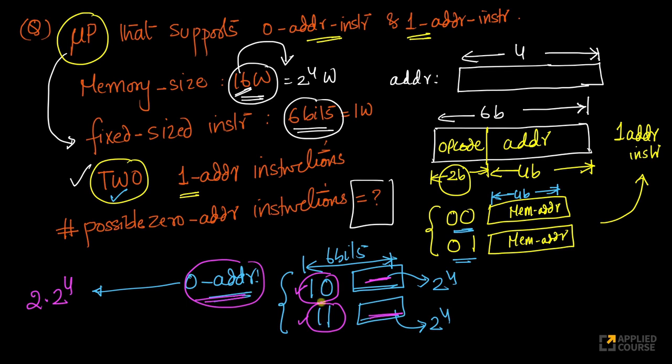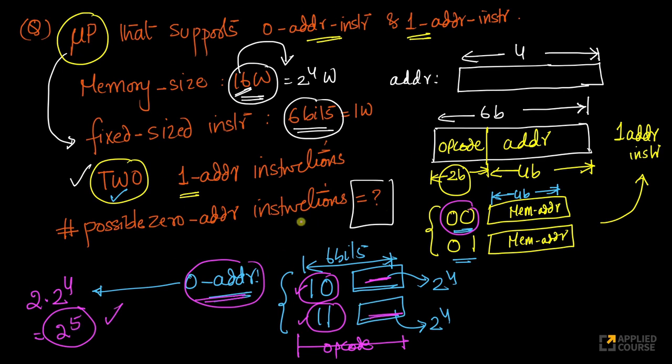These two bits are fixed. I cannot use 00 here, because the moment I use 00, the control unit interprets it as a one address instruction. Remember, this whole thing is the opcode because there is no address. So the control unit first reads the first 2 bits, understands that this is a zero address instruction, reads the next 4 bits also, and uses this whole thing as one instruction. So how many zero address instructions can I have? 2 into 2 power 4. Here I have 2 power 4, here I have 2 power 4, so a total of 2 power 5 zero address instructions.